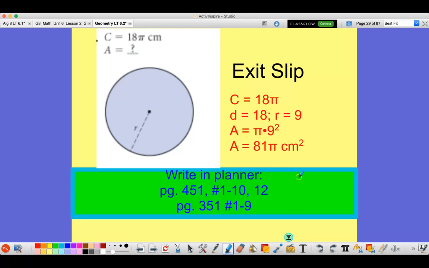For your homework tonight, or today, please try page 451, numbers 1 through 10 and number 12, and then page 351, numbers 1 through 9. I don't care which one you do first. When we went through the lesson, the first part of the lesson was the page 451. The second part of the lesson was the page 351 that started with that investigation. So that's why they're listed that way.